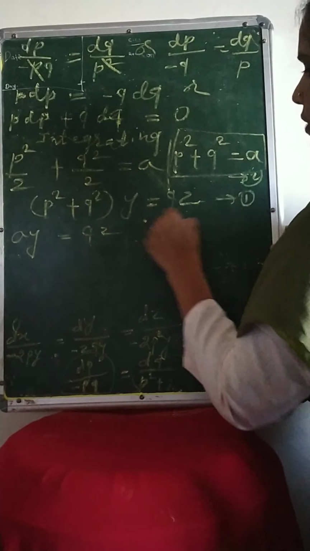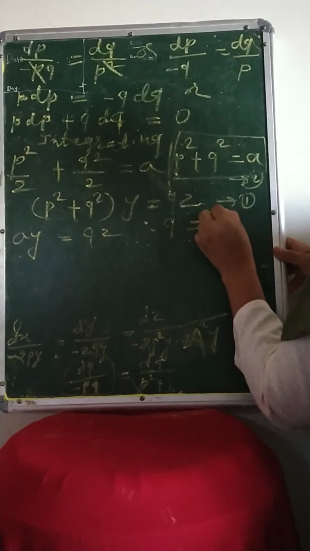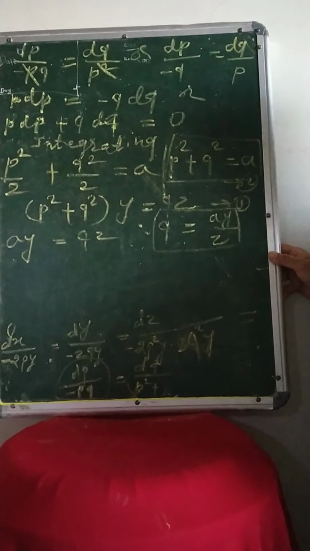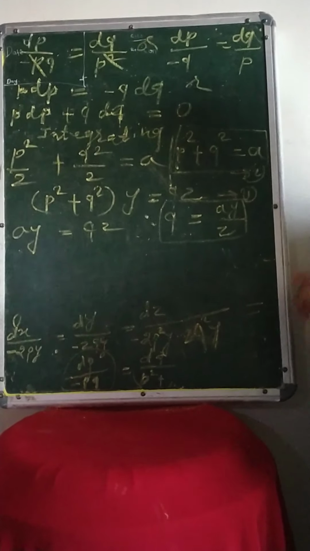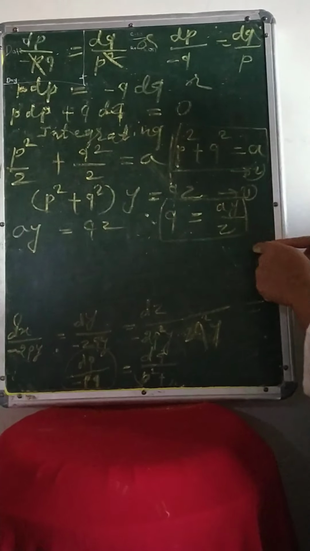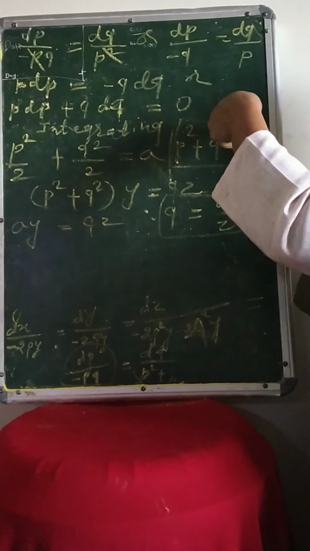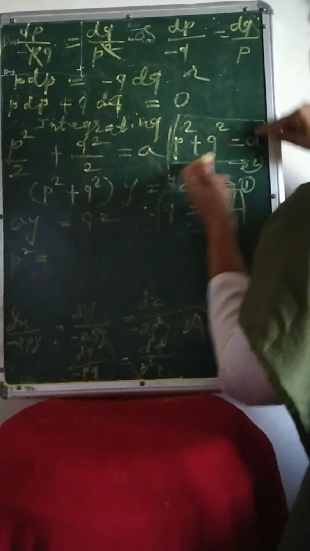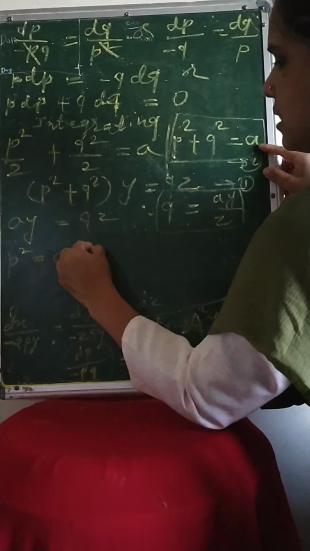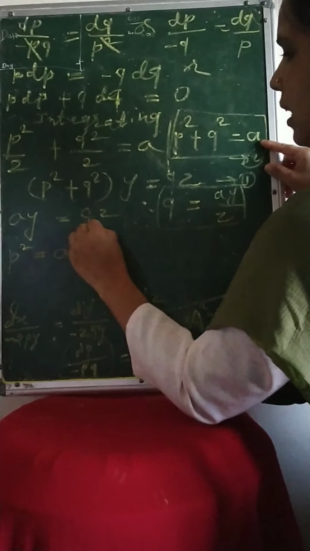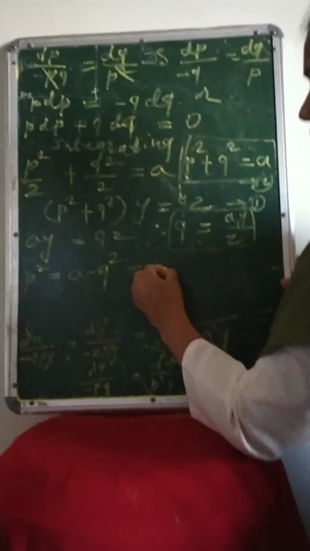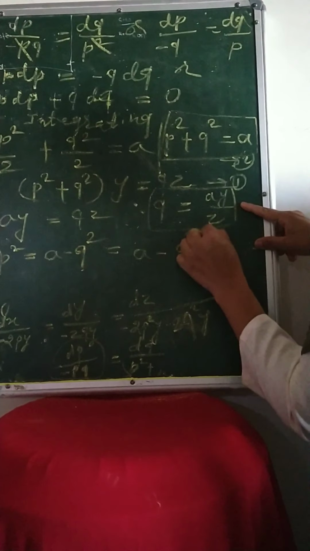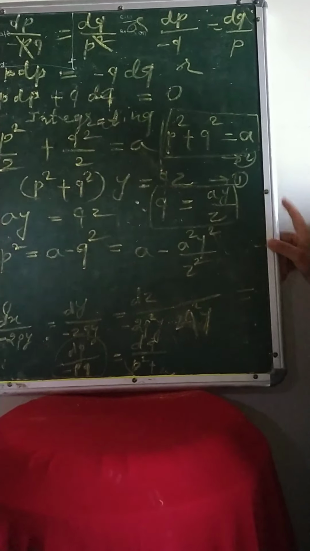Therefore from this we get the value of q. So q is ay by z. In this way here we get the value of q. Now the problem is how to find the value of p. So here we put this value of q in this equation. So first we solve this. So here p square becomes a minus q square. From this q square is a square y square upon z square.